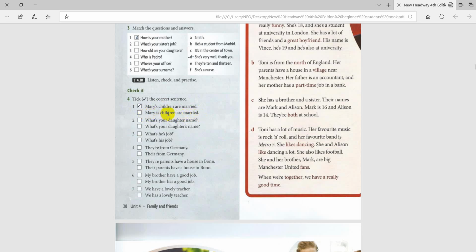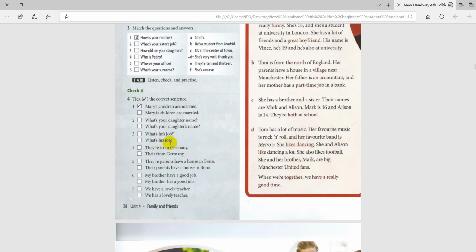What do you think about this sentence? So it is wrong. What's your daughter name? What's your daughter's name? Which one is correct? So it will be the first one. What's his job? So, number two, what's his job?